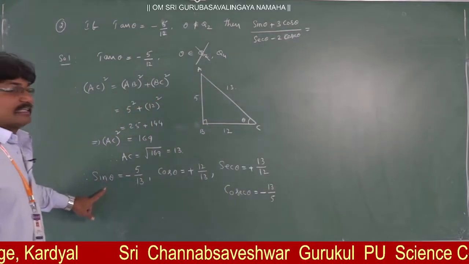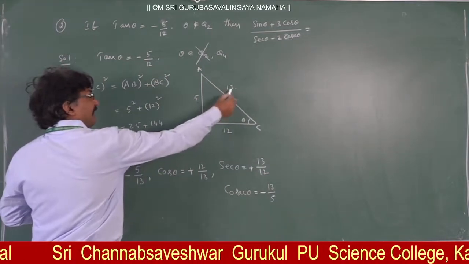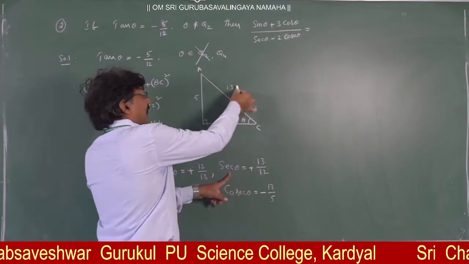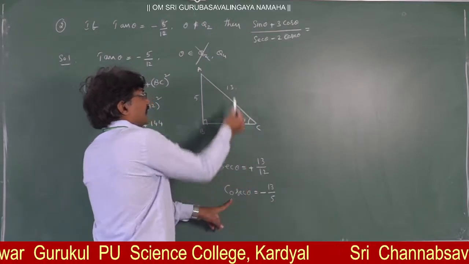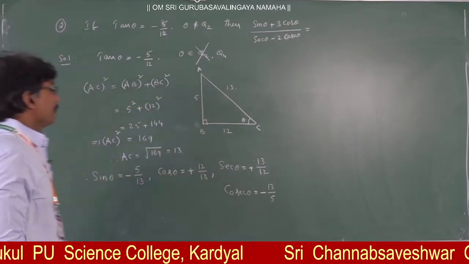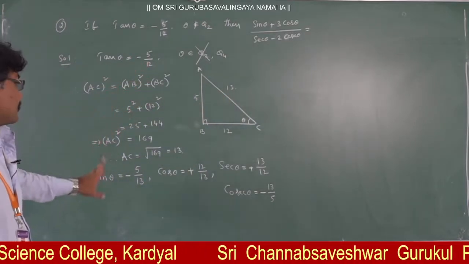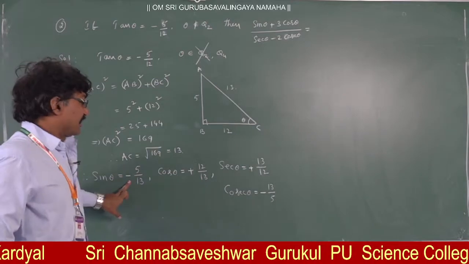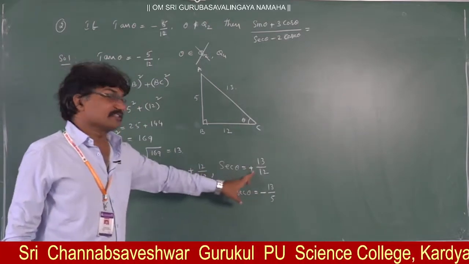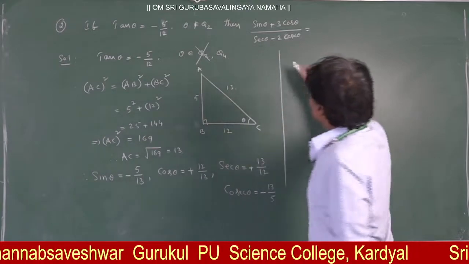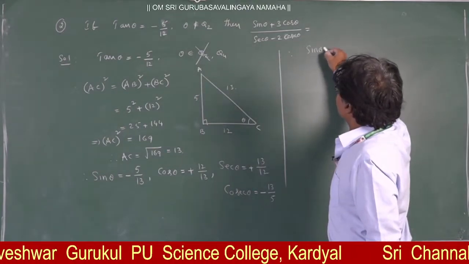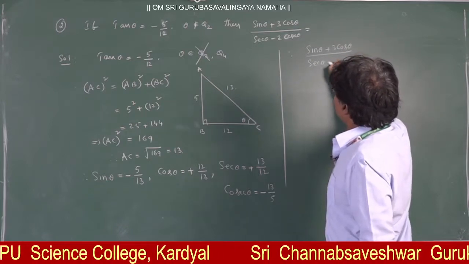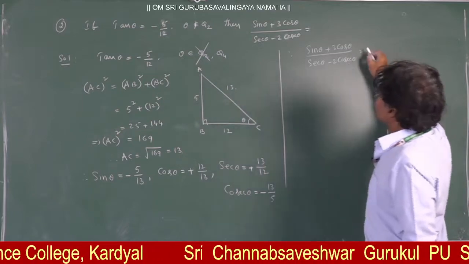Sin theta, opposite side by hypotenuse. Cos theta, adjacent side by hypotenuse. Secant theta, hypotenuse by adjacent side. Cosecant theta, hypotenuse by opposite side. Next, in the fourth quadrant, sin is negative, cosecant negative. Remaining two, positive: cos positive, secant positive. Therefore, what is our required value? Finally, sin theta plus 3 cos theta by secant theta minus 2 cosecant theta. This is our required value.